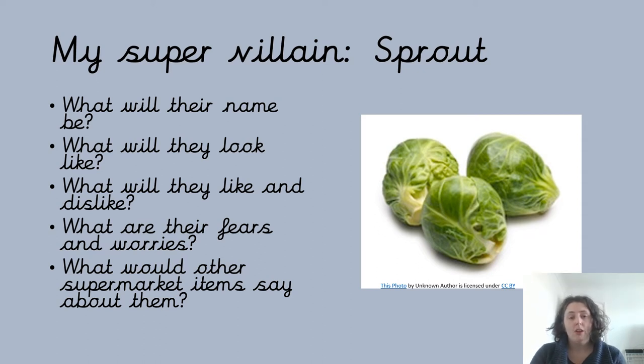So what I'd like you to do now is think about what evil villain name you're going to give to your fruit or vegetable, what they're going to look like once they've got their evil villain outfit, what do they like, what are their dislikes, their fears and worries, and what other supermarket items would say. These are the same questions we thought about for our superhero, but this time we need to make sure we're thinking about our baddie. So pause the video and have a think about your evil villain that you want to create, how you could answer those questions on the slide.